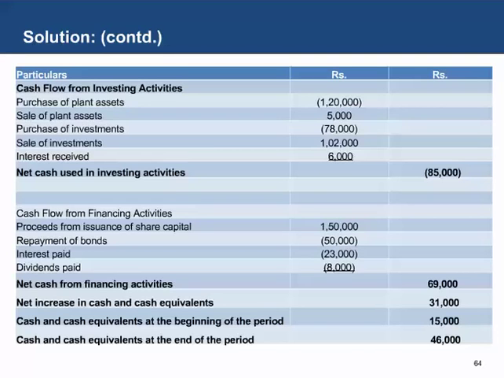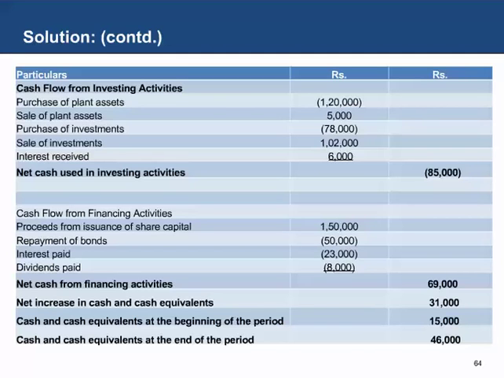Now let's see cash flow from financing activities. Proceeds from issuance of share capital as given in the question is 1,50,000. Repayment of bonds is again 50,000. Interest paid, which we added back in the net profit before taxes in operating activities, is now shown here as a cash outflow. Dividends paid as given in the question is shown here as 8,000. Thus the net cash from financing activities is again a positive item of 69,000.